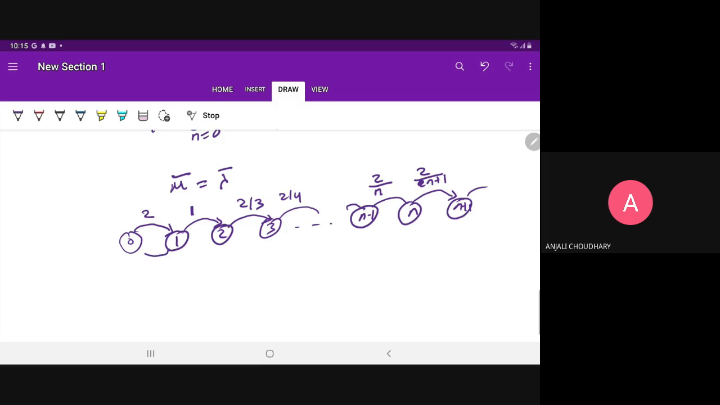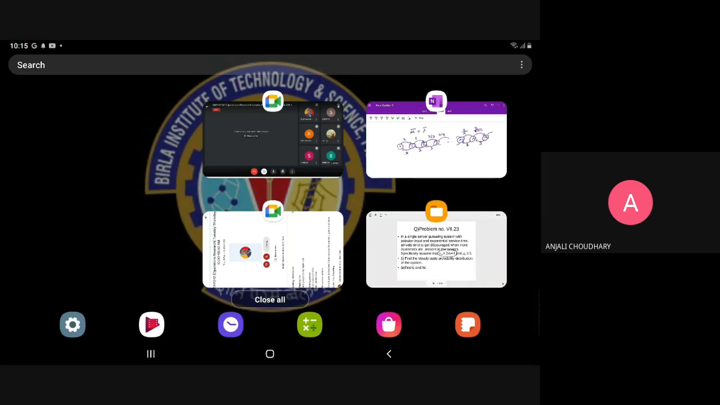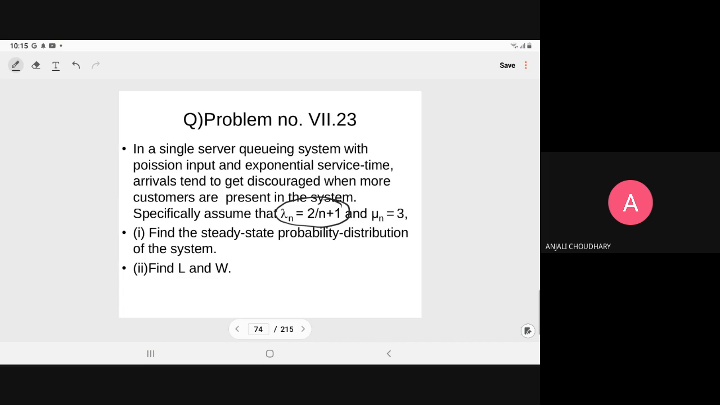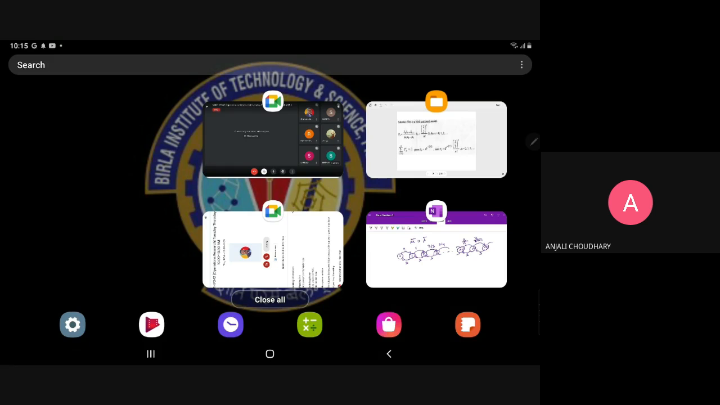And service is given to you as 3, for all n it is given as 3. So now you have to compute the value of all steady state probabilities. Find the steady state probability distribution. So in the same fashion, we have to move. So in this case, we know that Pn is equal to what?